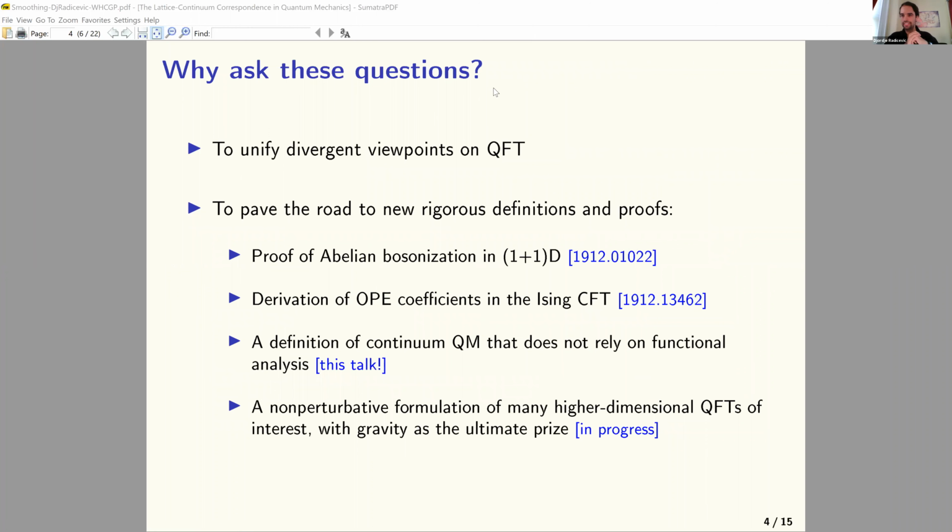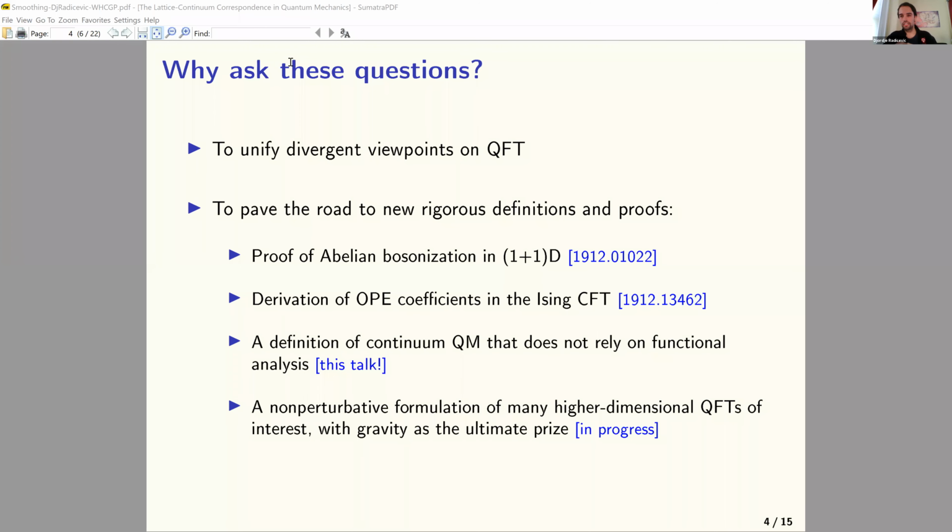So finally, as the ending of my introduction, I want to take a step back and ask myself why I'm even asking these questions. Who cares about this lattice-continuum correspondence at all, and why should you care? My answer would be as follows. There are essentially two answers I can give. One is a simple aesthetic answer, which is that I really would like to understand what's the relation between these two divergent viewpoints on QFT. I want to know whether they're really describing the same object or different objects, etc.